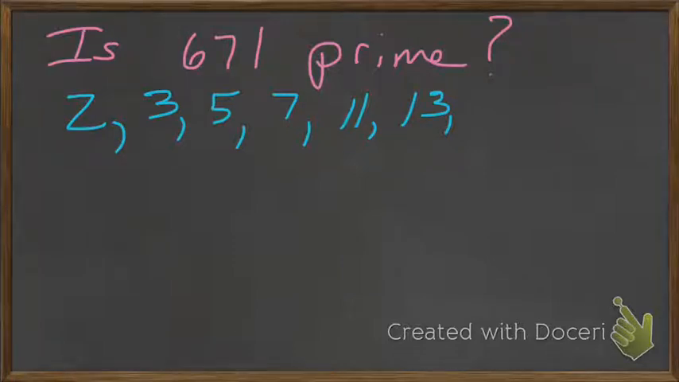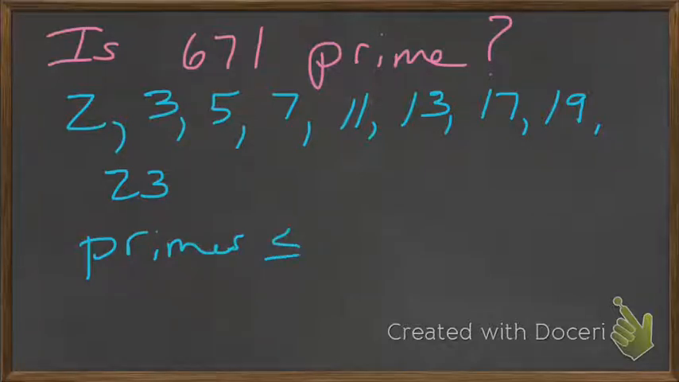15 has factors 3 and 5. 16, lots of factors. 17 is prime. 18 is composite, factors like 2 and 9, 3 and 6. 19 is prime. 20, well, 20 is composite, lots of factors such as 4 and 5. 21 is composite, factors such as 3 and 7. 22 is composite, factors like 2 and 11. But 23, now that's prime. 24 is composite. 25 is composite. So these are all of the primes that are less than or equal to 25 and change.